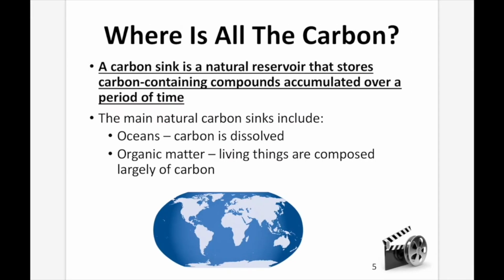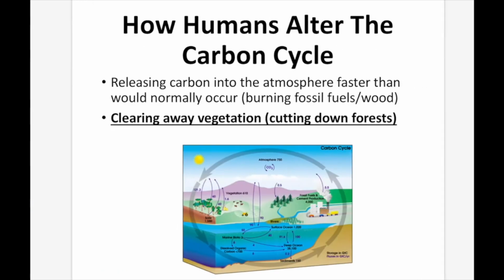Are we just pumping it all out? Are we getting it from somewhere else? What are we doing to create all this carbon? Well, a carbon sink is a natural reservoir that stores carbon-containing compounds accumulated over a period of time. The main natural carbon sinks include oceans, where carbon is dissolved, and organic matter. So living things are mostly composed of carbon-based molecules.